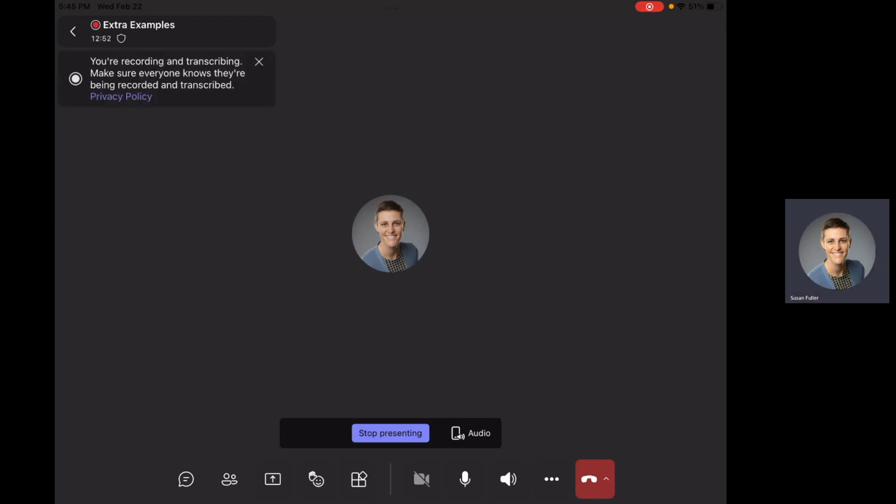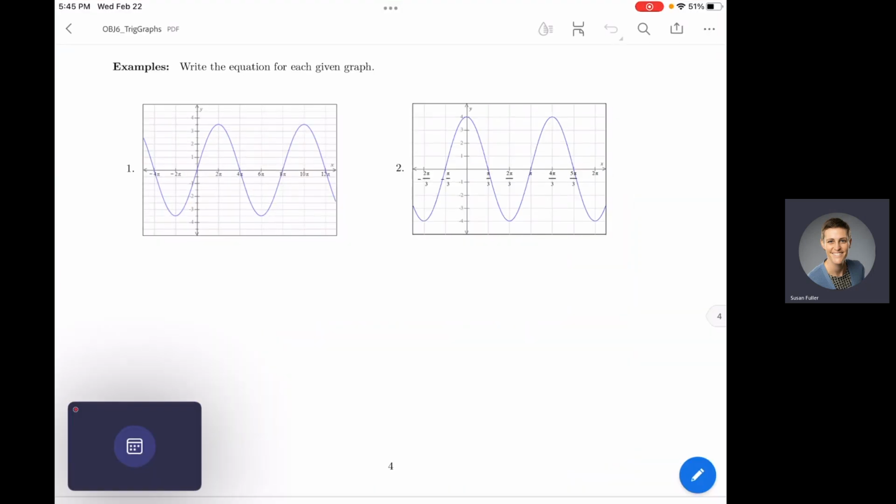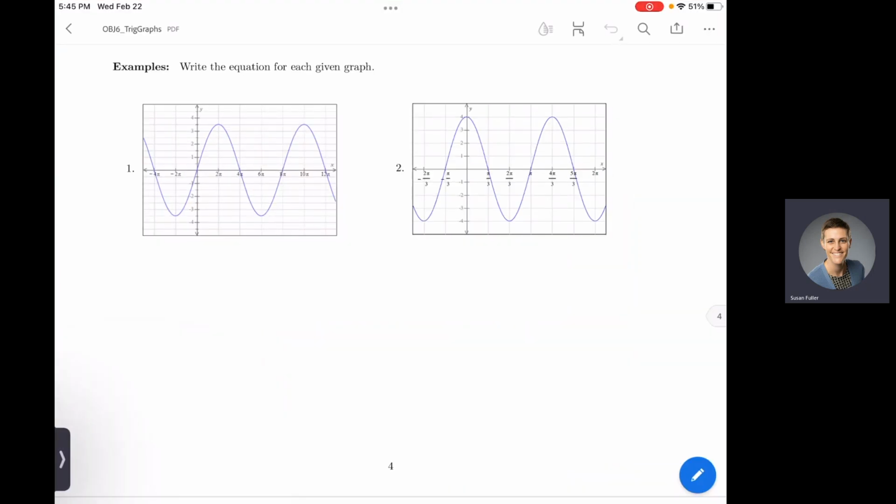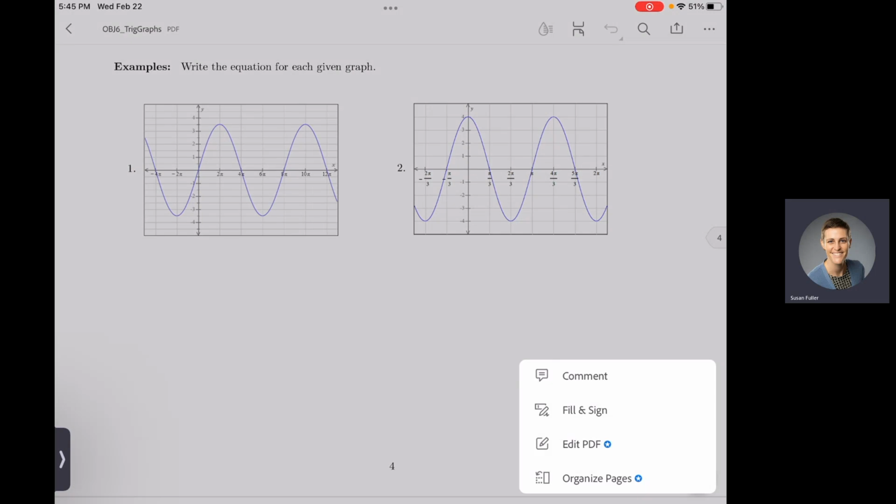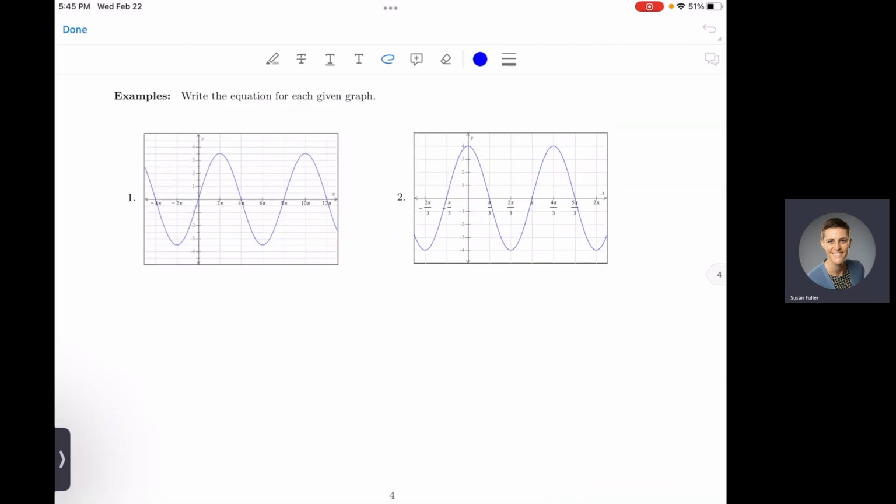Hey everyone, I wanted to make a quick video for a topic that I didn't get to in class today. And that is writing the equation for a given sine or cosine graph. So we want to write an equation for these guys. And again, we've got y equals a times either the sine or cosine, whatever you have, of bx minus c plus d. So we want to write an equation for these graphs.